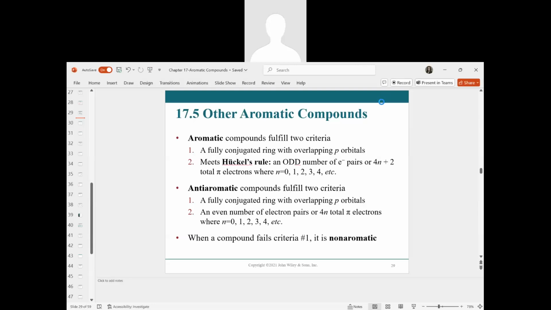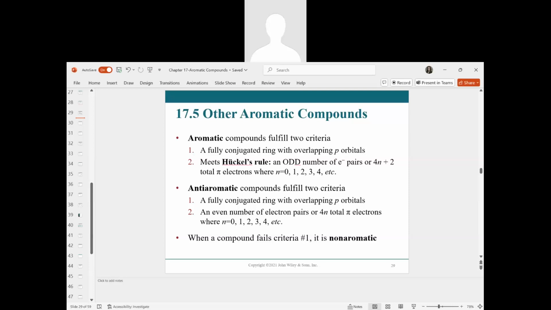In section 17.5, we'll take a look at other types of aromatic compounds, including heterocyclic compounds that have other atoms besides only carbon and hydrogen. So in our review here, we know that aromatic compounds must fulfill these two criteria. They have a fully conjugated ring and an odd number of electron pairs. Another way of noting that is that they have 4n plus 2 electrons, or a Huckel's number.